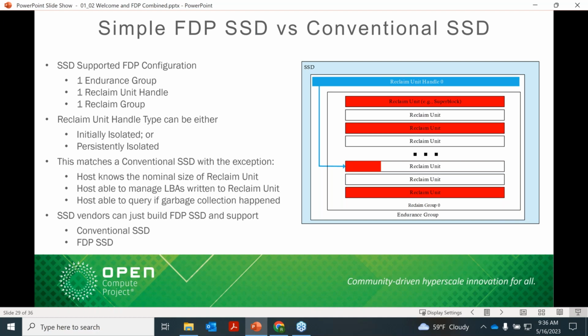So the point of this whole slide is for implementers: you can create an FDP-only SSD with a single FDP configuration that has only one reclaim unit handle, one reclaim unit group, and all of your reclaim units within it, and you basically have a conventional SSD. So you only really need to create an FDP-enabled device, and when FDP is disabled, just use this configuration by default. And that's all I have to say.